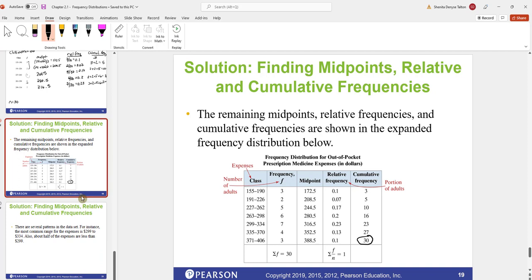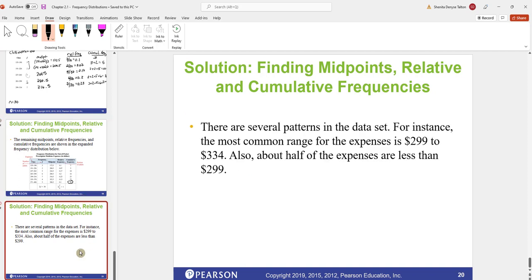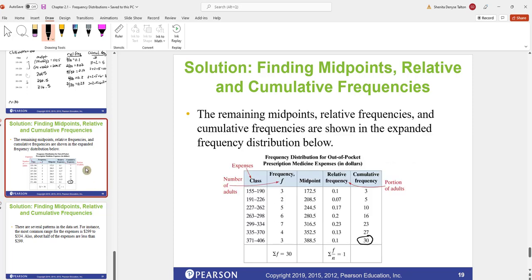And from this, we can determine some patterns. So, for instance, the most common range for the expenses is $299 to $334, because if you look here, this has the highest frequency. So most people, out of those 30, 7 people, and that was the majority of the people, paid $299 to $334 out of pocket for prescription expenses.